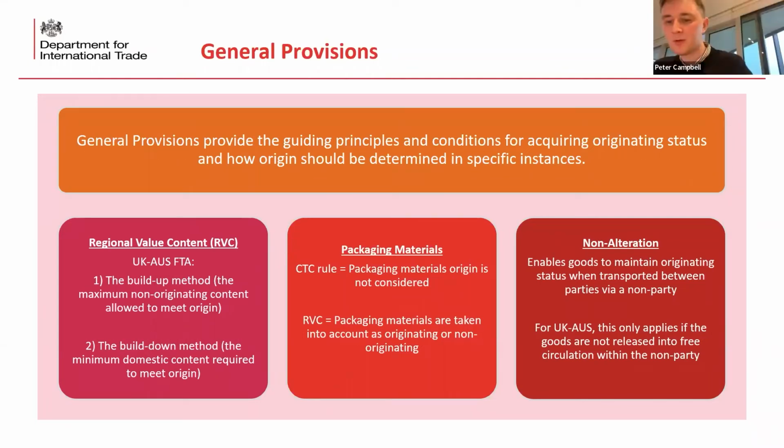I'm going to talk about origin procedures. First of all, I'll just talk about the proofs of origin that importers are able to rely on. So for the UK-Australia agreement, importers effectively have two choices. They're able to rely on a self-issued origin declaration. In this agreement, it's called a declaration of origin, but it means the same thing. It's an origin declaration or statement on origin.